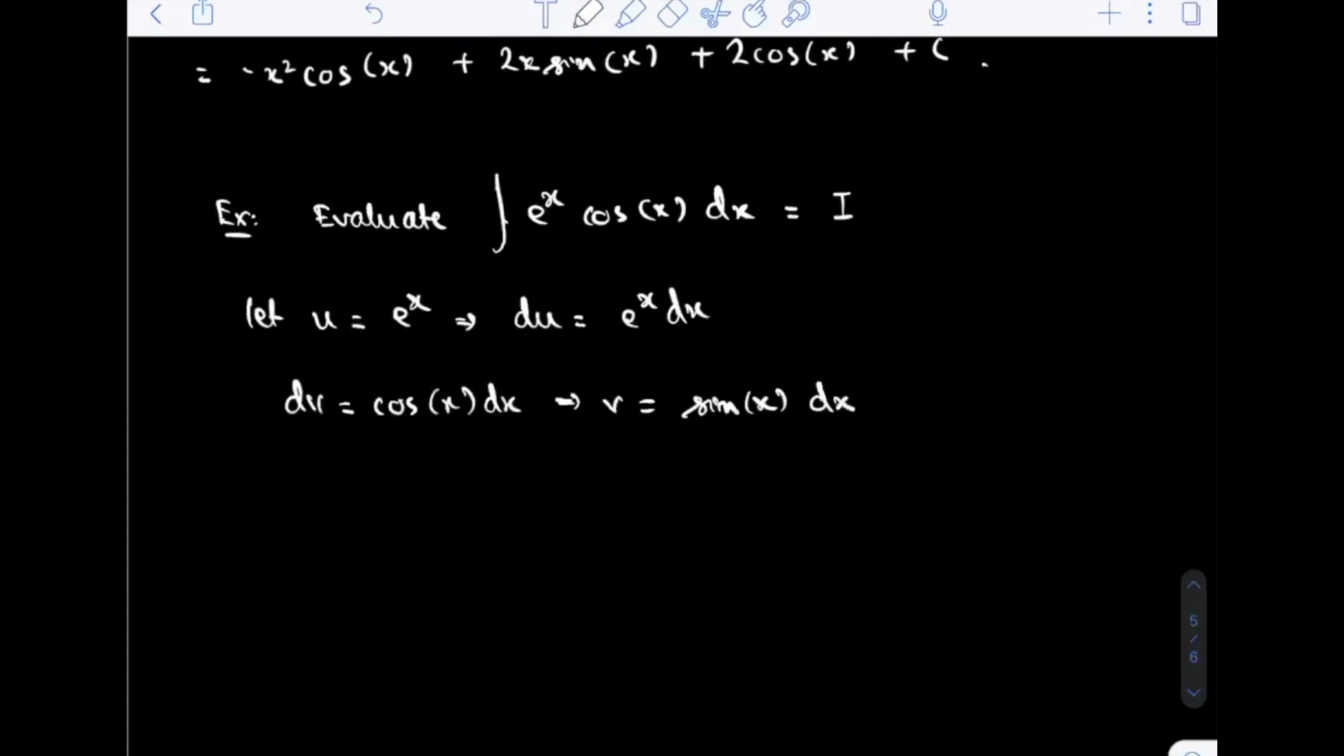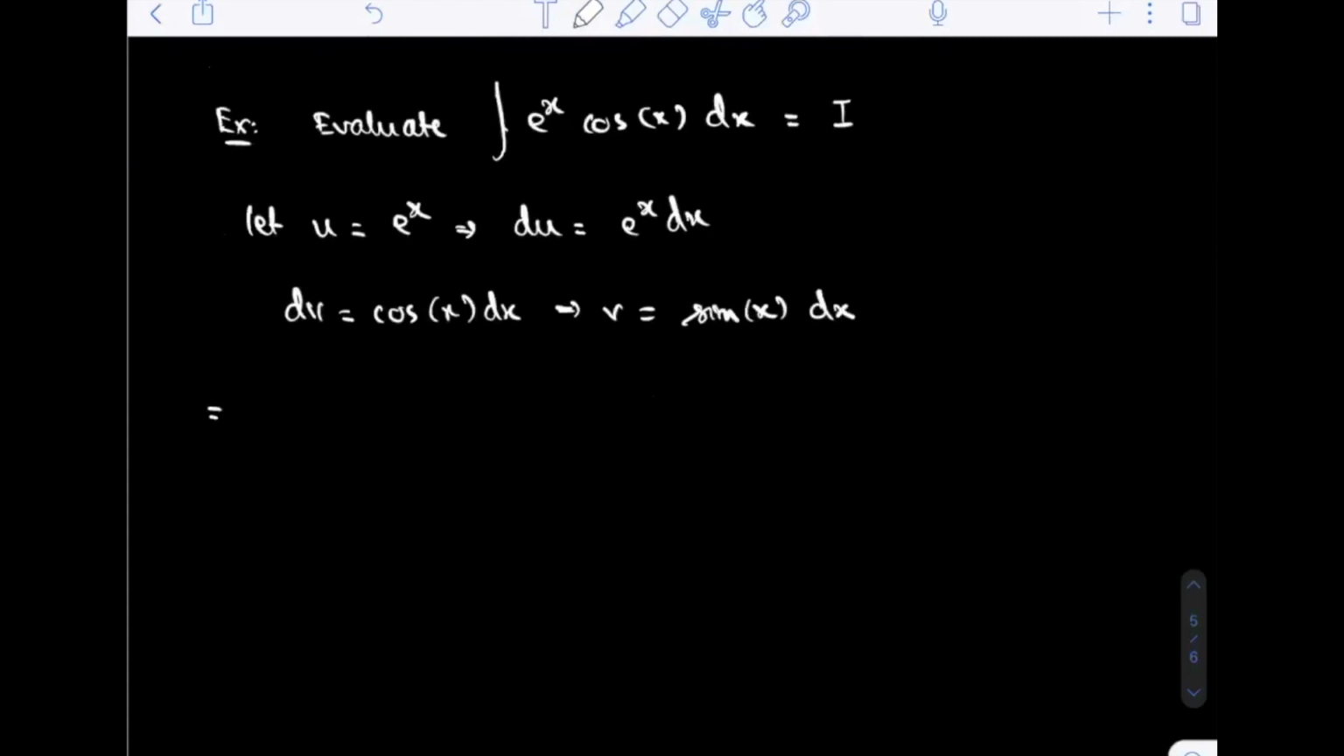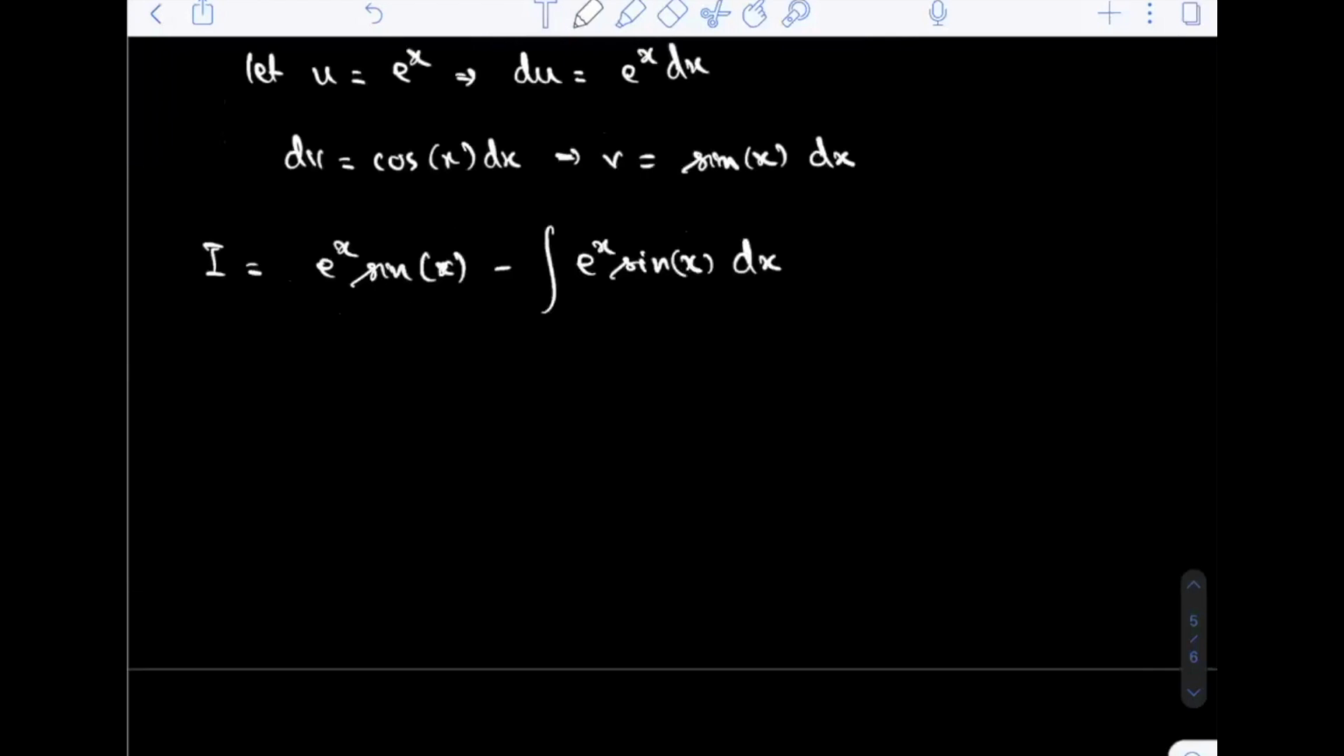So for this particular integration by parts, I is equal to u times v, so e to the x times sine of x, minus the integral of e to the x times sine of x dx. Once again, this is an exponential function times a trigonometric function, a special case of e to the x times sine or cosine functions. So you have to do integration by parts again, right?